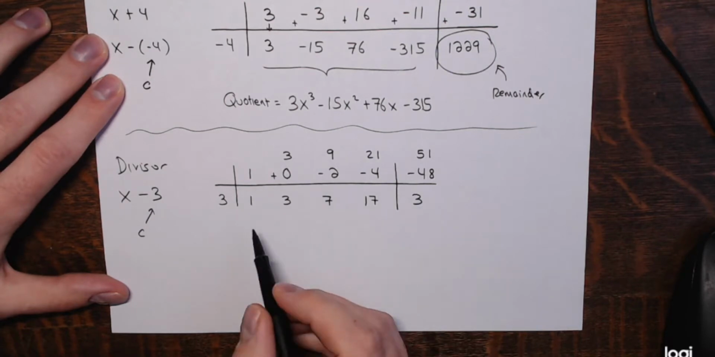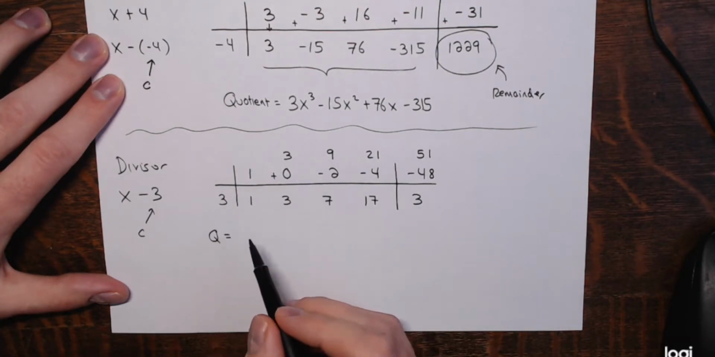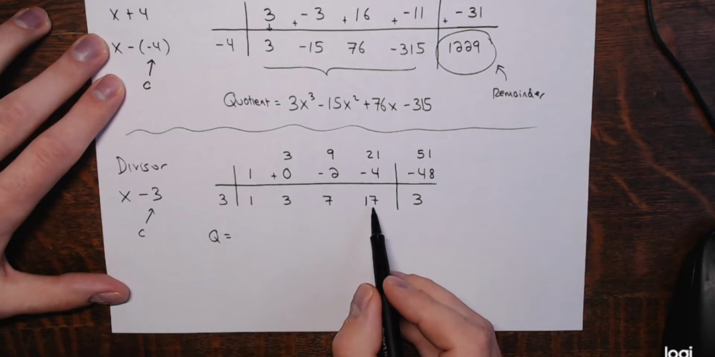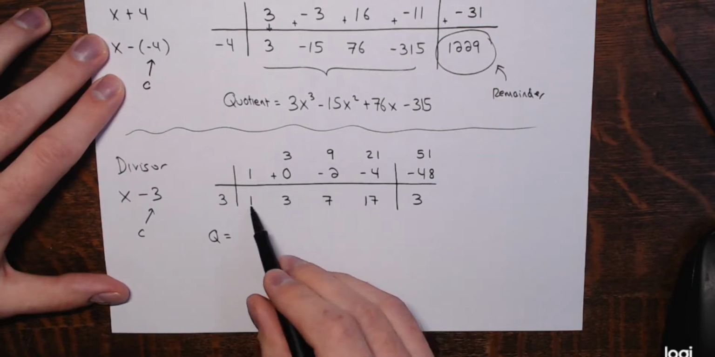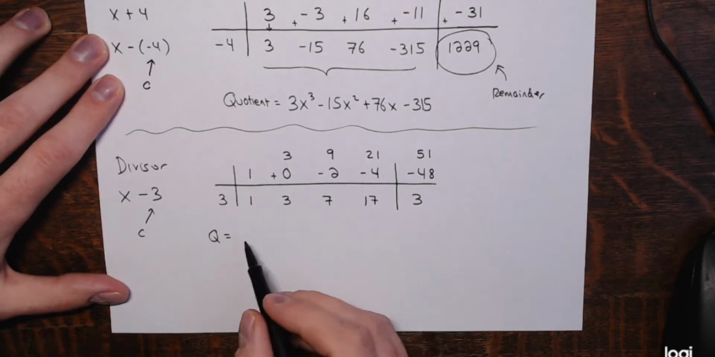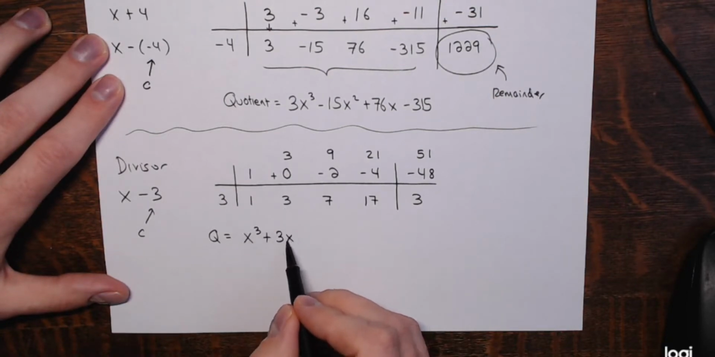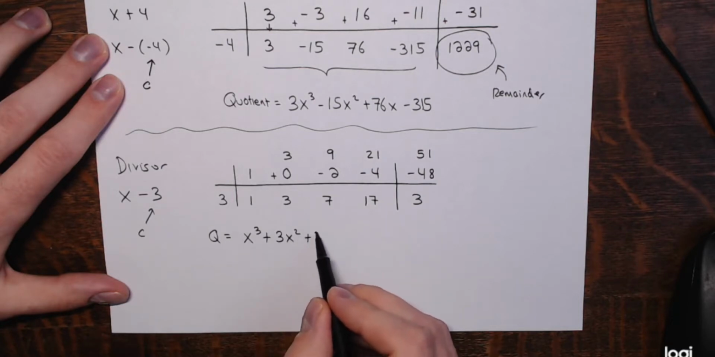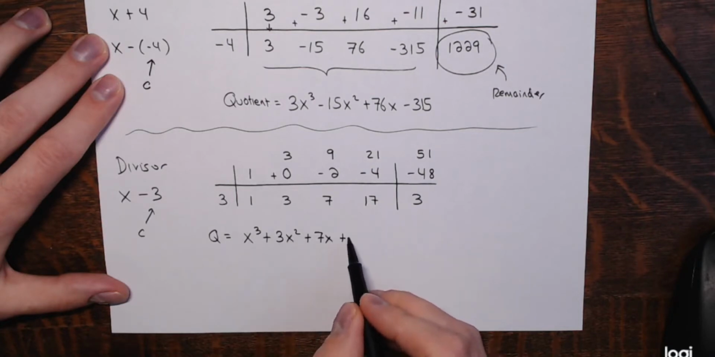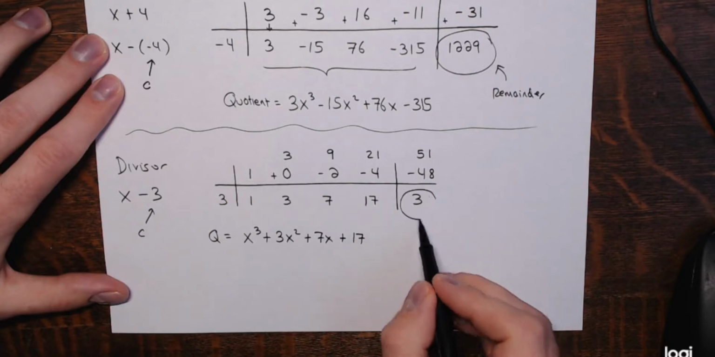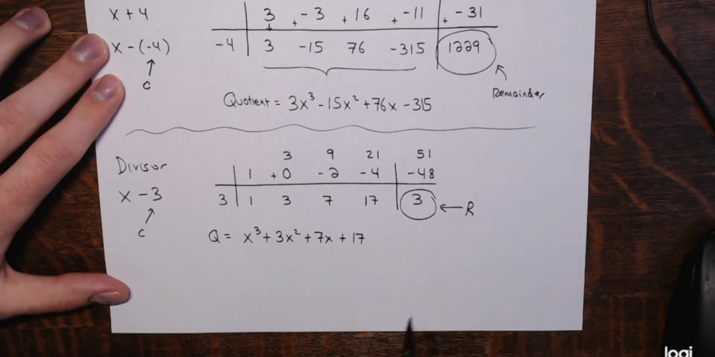All right, so the quotient, let's put q this time, is, again, this is the constant term, 17 for the quotient. So then first power, second power, third power, this is another degree 3, 1x cubed plus 3x squared plus 7x plus 17. And here's the remainder. I'll just put r for remainder, the remainder of 3.